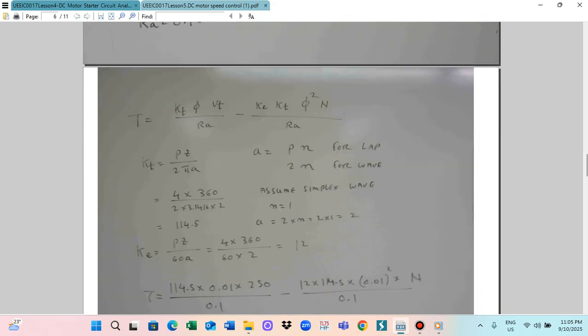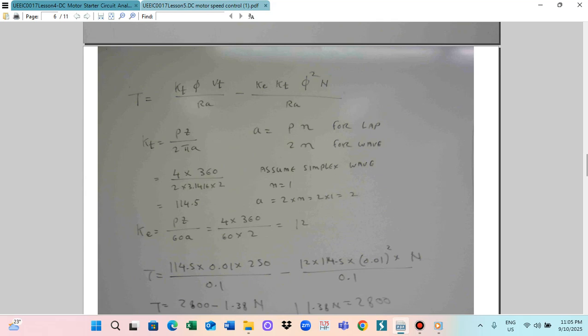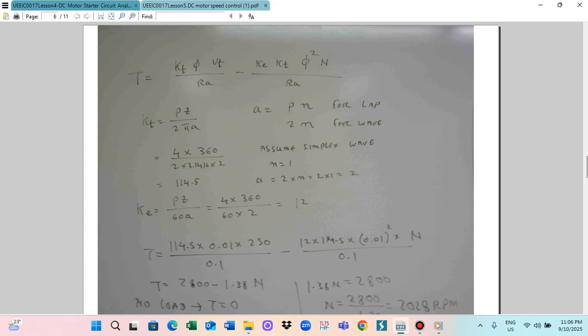Firstly we write down the equation: T is equal to KT phi Vt divided by Ra minus KE KT phi squared divided by Ra. This is the torque as a function of the speed. After that, you have to find the parameters: the value of KT, KE, and phi, and Vt, and substitute. Firstly, you have to calculate KT.